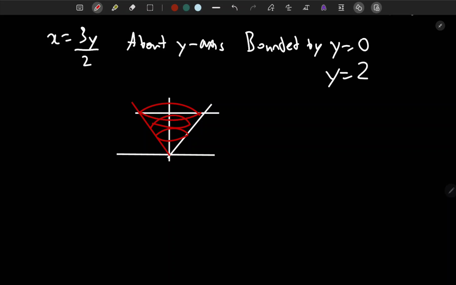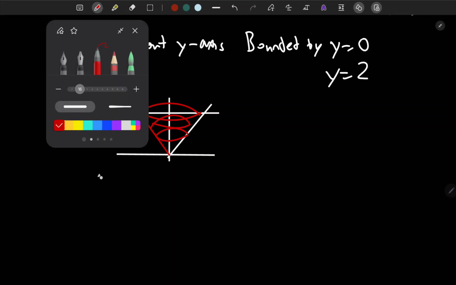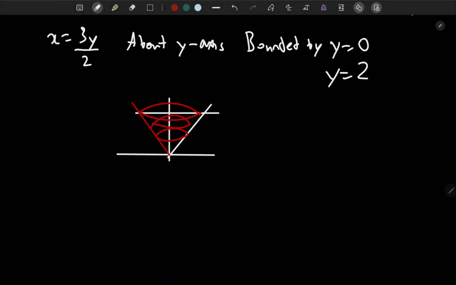What do you think the radius of this disk would be? It's from the y-axis all the way to the line, right, which is the line of equation. So once again, our radius is going to be x is equal to 3y over 2. So let me show you that again. It is from this point to here, right, and then this point to here, touching on the line always. So radius x here is equal to 3y over 2.